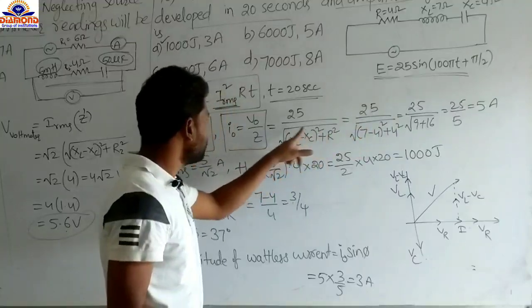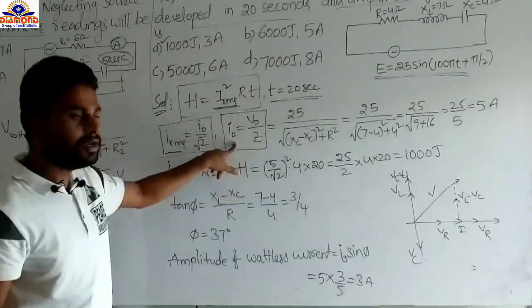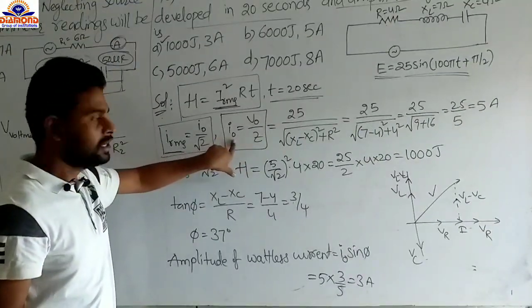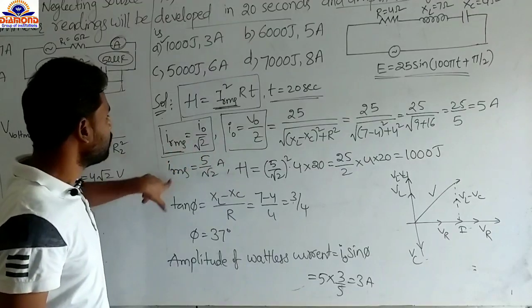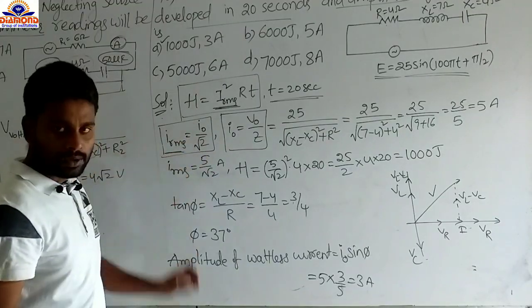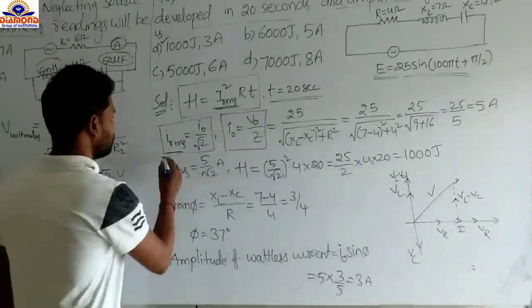What is that 5 amperes? Come to here, I naught. I naught value we got is 5 amperes. We have to find the IRMS. IRMS equal to I naught by root 2, so 5 by root 2. So we got the IRMS value.